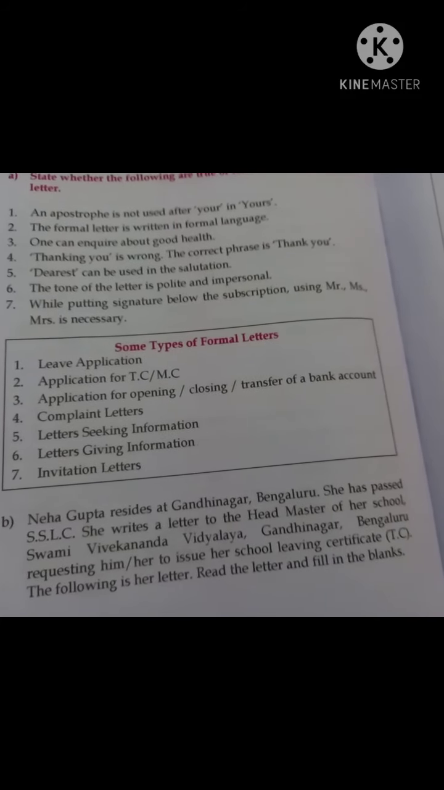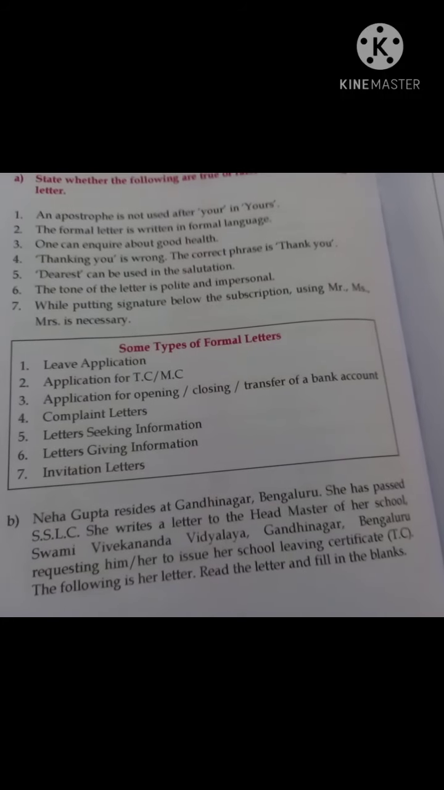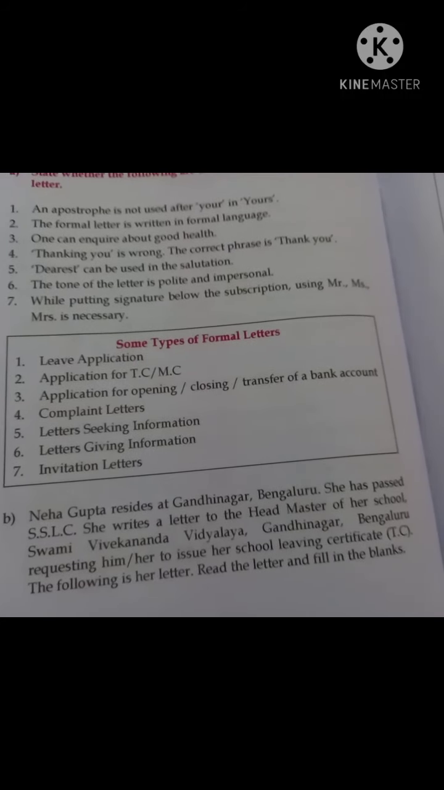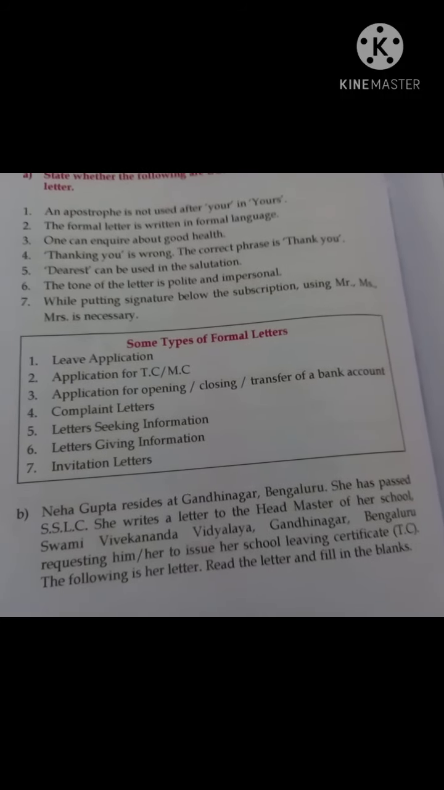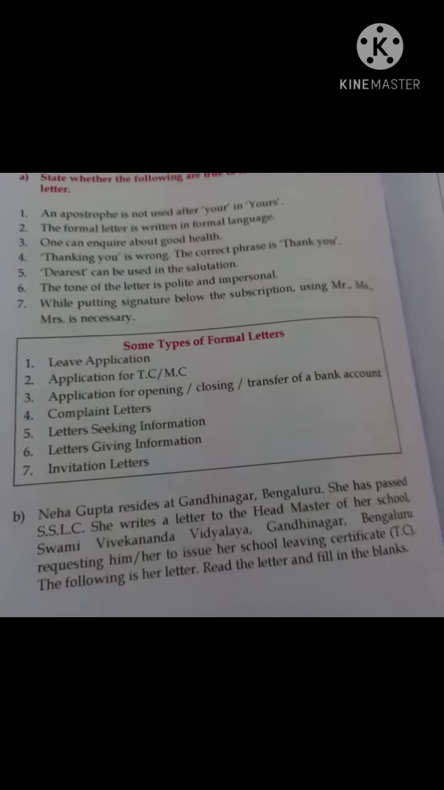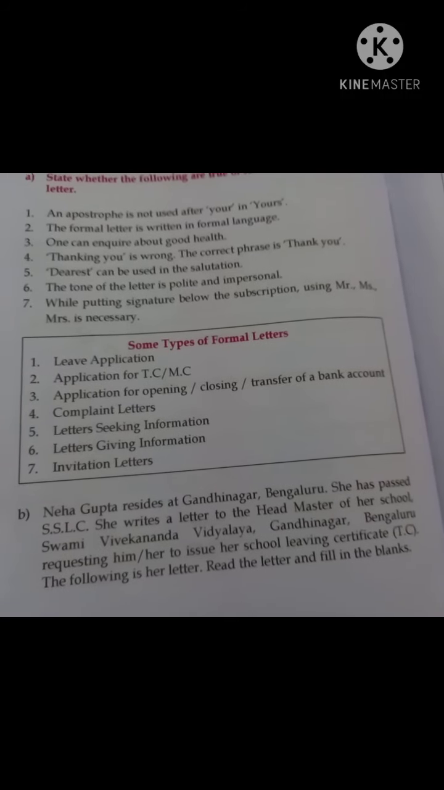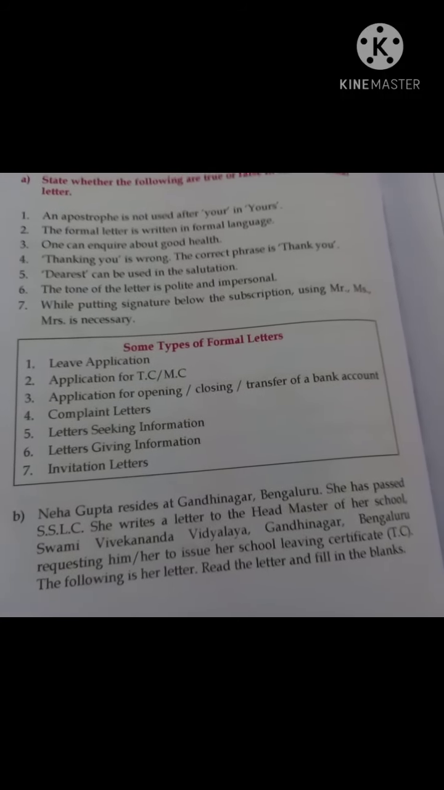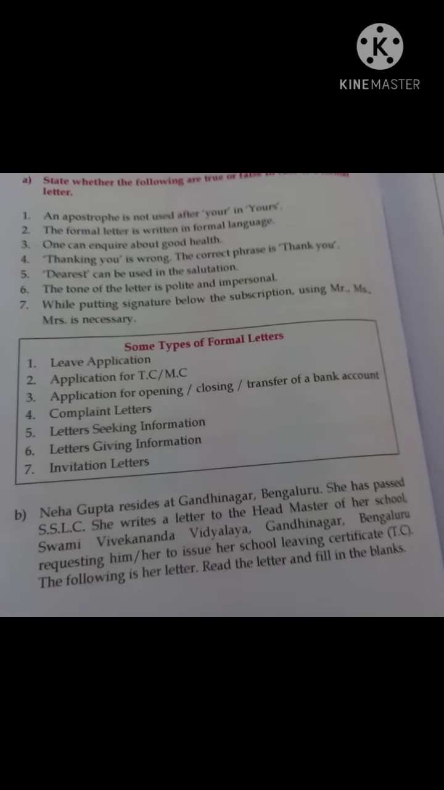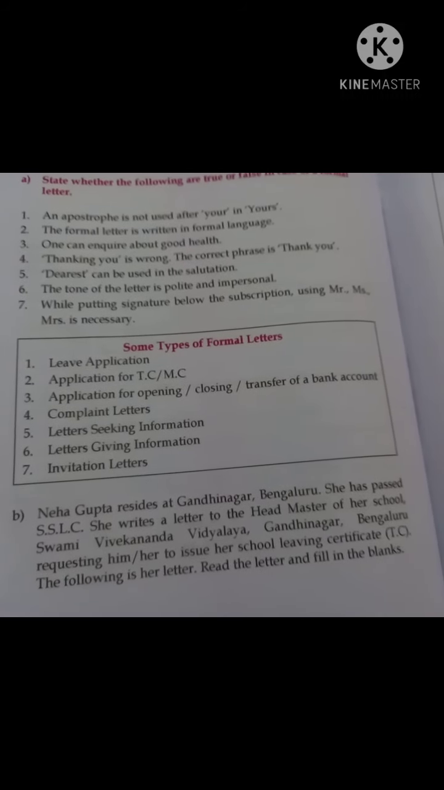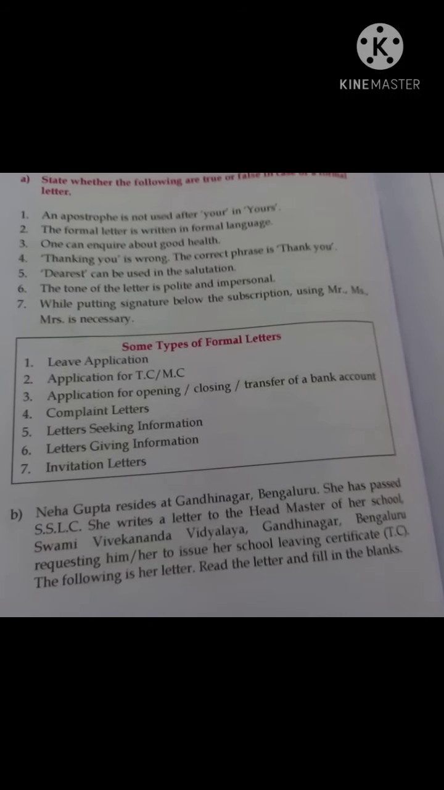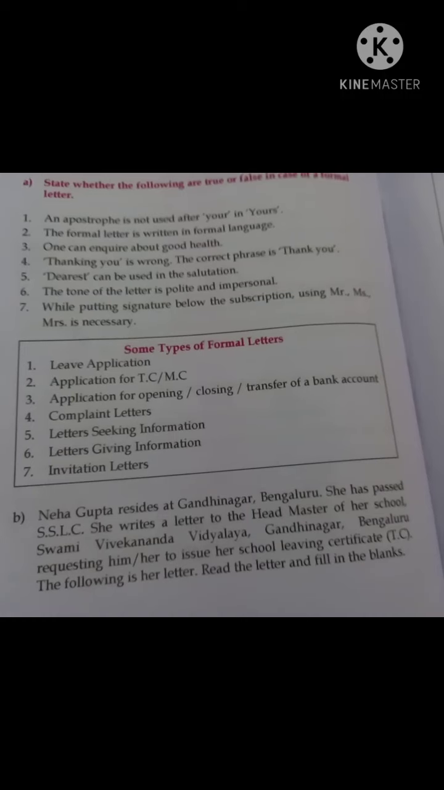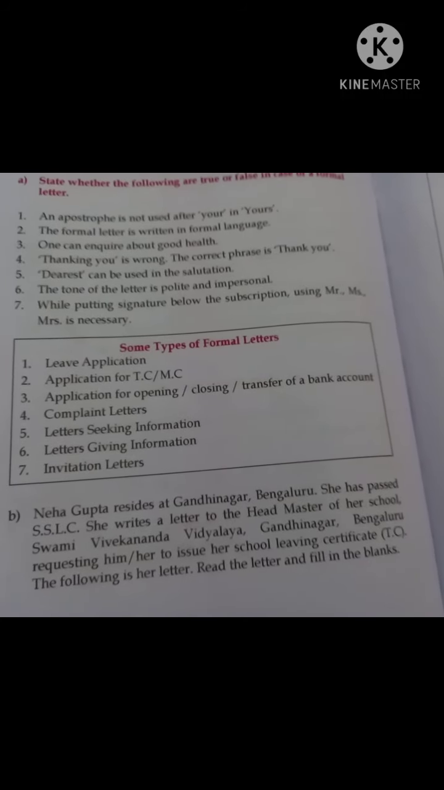First one is formal letters. Formal letters are letters written to officials and also business letters. Business letters fall under this category, that is, formal letters. Informal letters are letters written to friends and relatives.